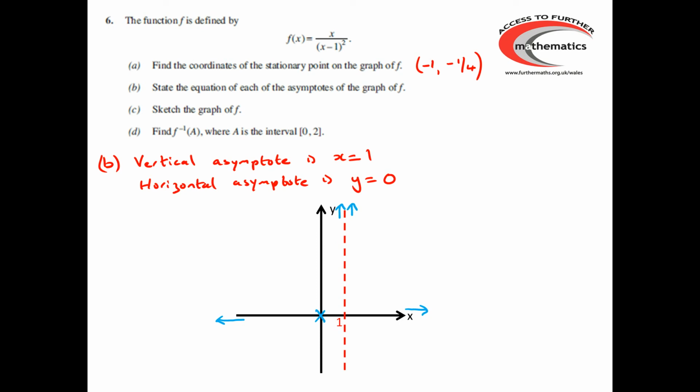So we've got both the equations of both of the asymptotes. We've seen that we have a stationary point at the point minus 1, minus a quarter, which will be put onto the sketch graph. And now putting all of the information together, we can finish the sketch off. So there is our sketch of the graph of f of x.